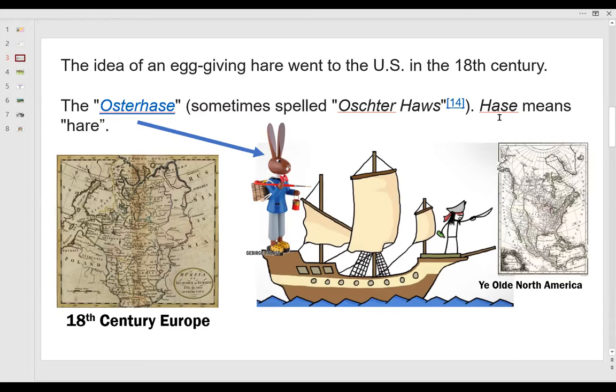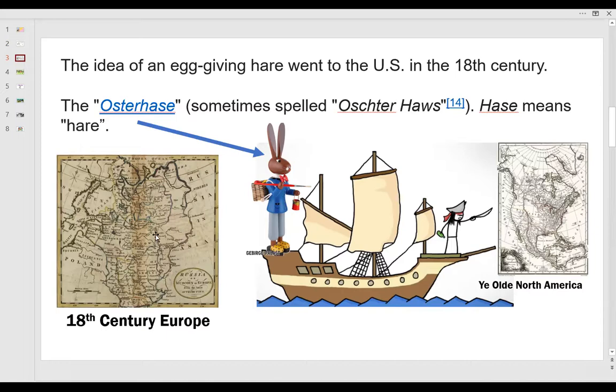And like a lot of our holiday themes, the Easter Bunny theme started in Germany. And it was started by the Pennsylvania Dutch. Those are the people that landed in Pennsylvania. And then actually, some of them came up to this area around here in southwestern Ontario. Again, a whole other story.